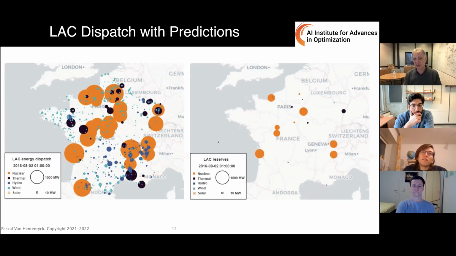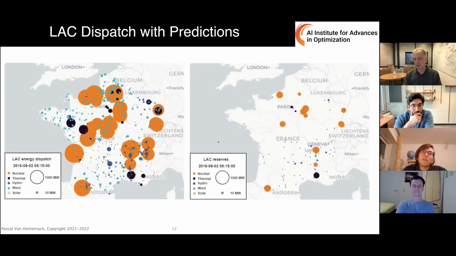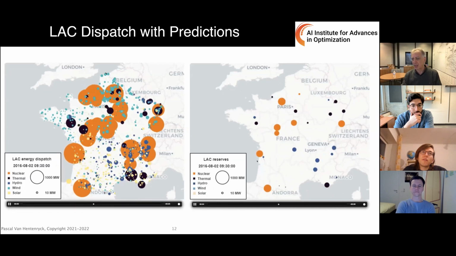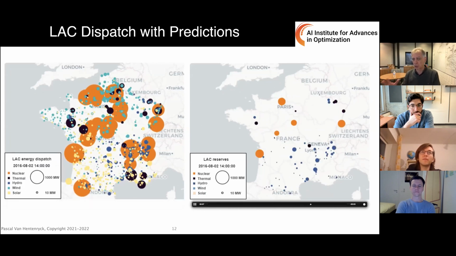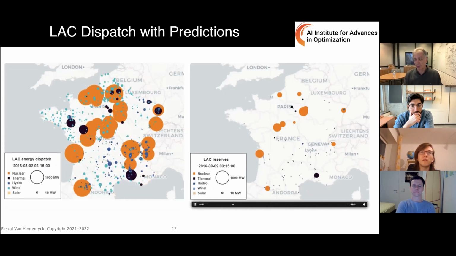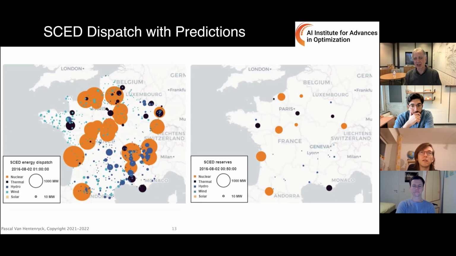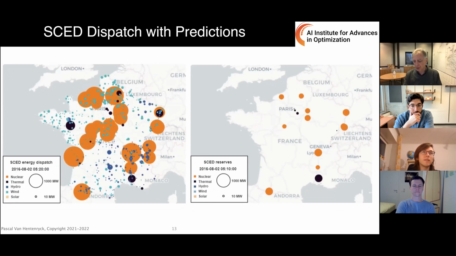This is the 15 minutes level. They change obviously every 15 minutes. The left is the energy. The right is the reserve that you procure to make sure that you can deal with contingencies. And this is the real-time market, which changes every 5 minutes.